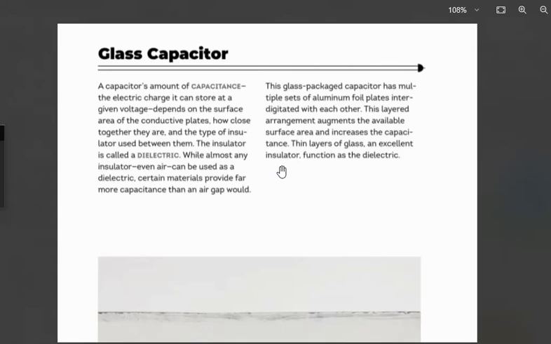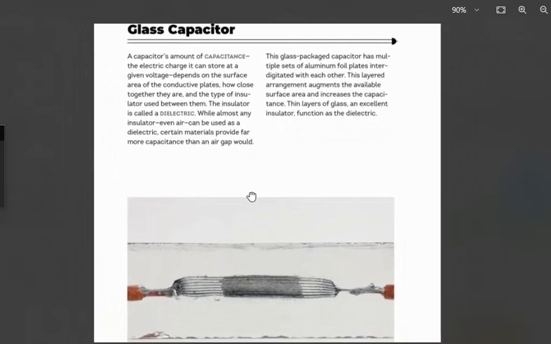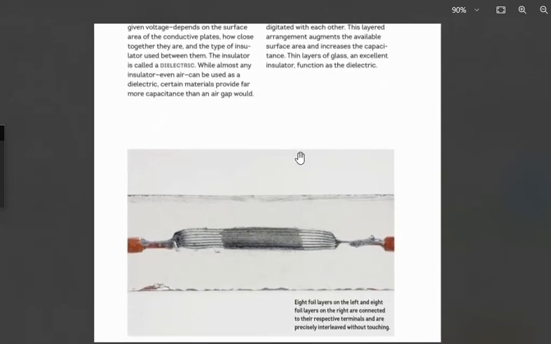And if I talk about what it does, a glass capacitor stores electrical energy and helps stabilize electric signals. It is commonly used in high frequency applications due to its favorable properties. And if I talk about how it works, it consists of multiple layers of aluminium foil separated by thin layers of glass. This glass acts as a dielectric, allowing the capacitor to store charge. The layered arrangement increases the surface area, enhancing capacitance.